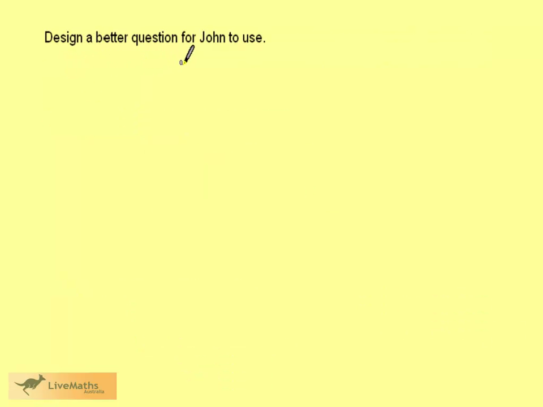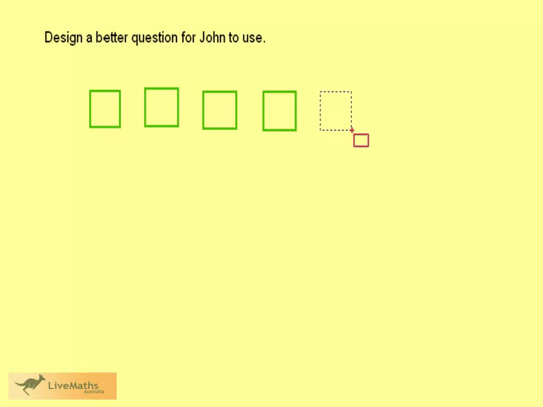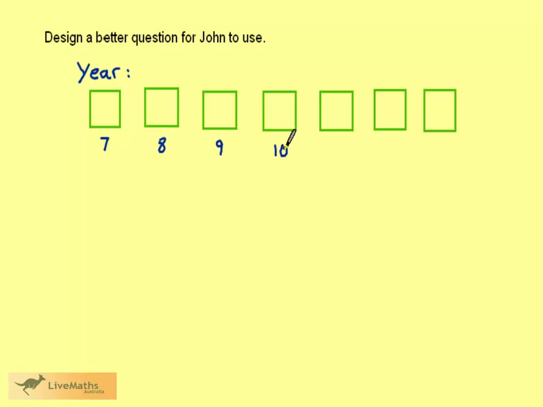What we want to do is design a better question for John to use. The first thing to do is give some boxes to collect information about which year group pupils are in. As mentioned, those coming up to GCSE or A-level exams are probably doing more homework than those in younger years, so it's important to know what year group the respondent, the person answering the question, is from. So we have years 7 to 11, lower 6th and upper 6th.